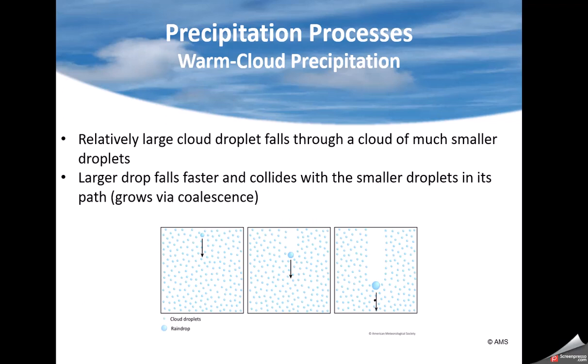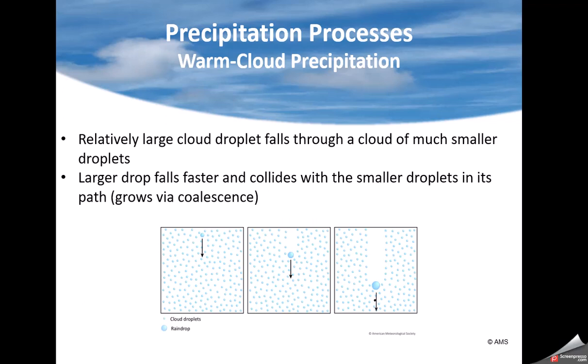Gets a little bigger. Now it drops into a couple more drops. And as you can see, that gradually gets big enough that it becomes a raindrop. Now it's overcoming the friction of the air and it begins to fall to the ground. That's collision coalescence. You need a lot of moisture.